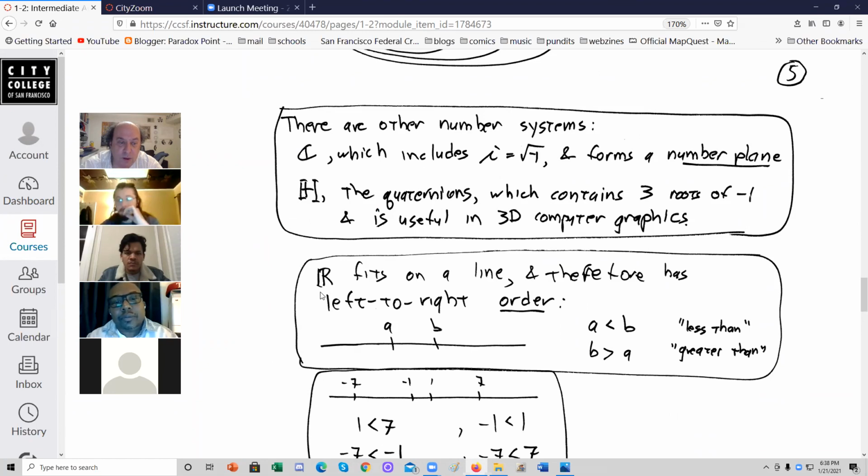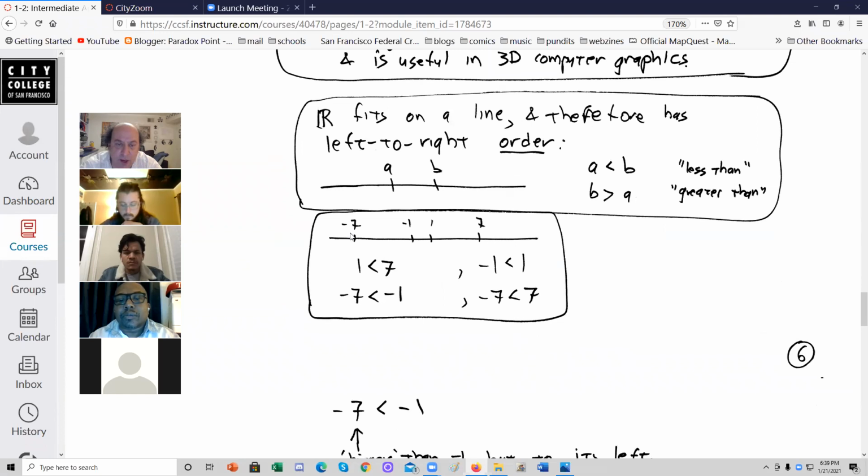Now, the real numbers fit onto a line. Here's a line called the real number line. That's no surprise. And therefore, you can put it into a left to right order. You have two numbers on the number line. Here's A and here's B. You can say that A is less than B, or that B is greater than A. It's basically left to right.